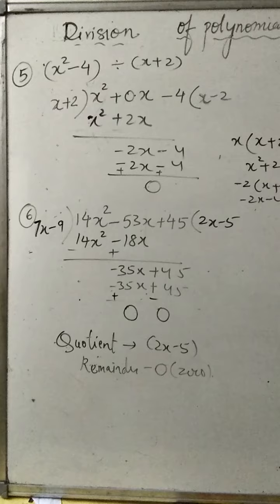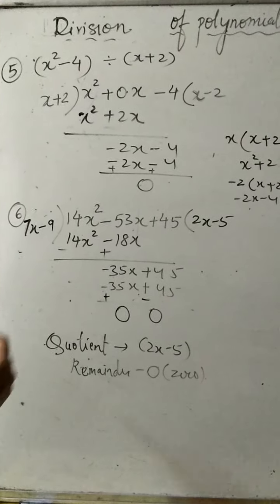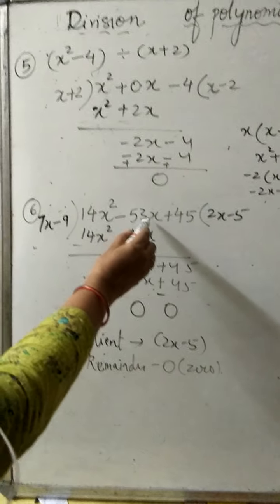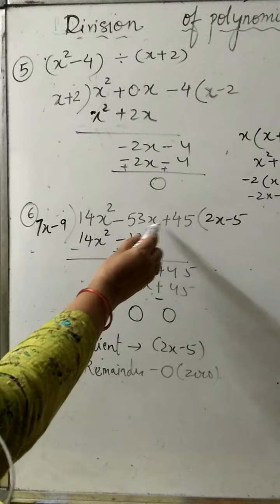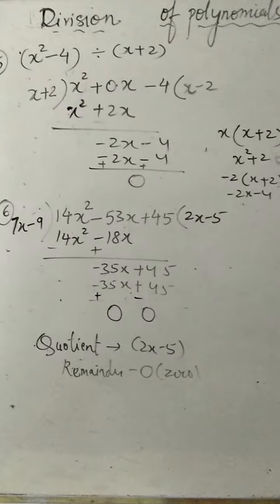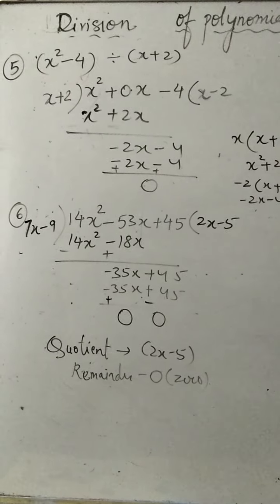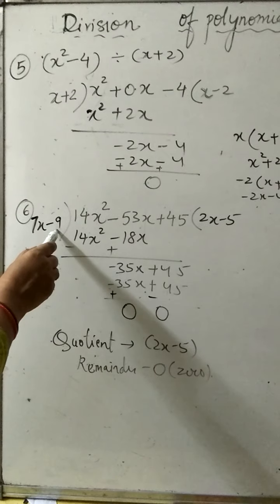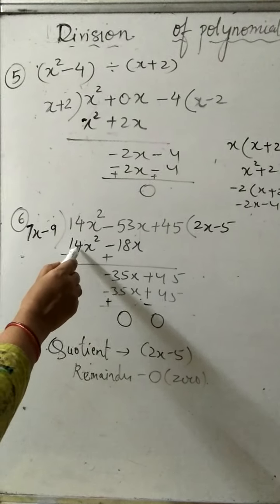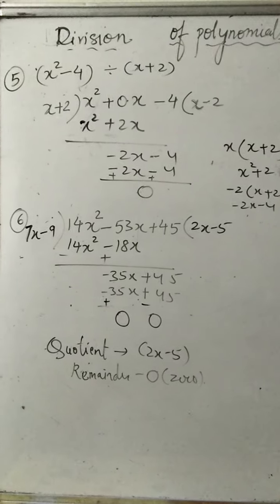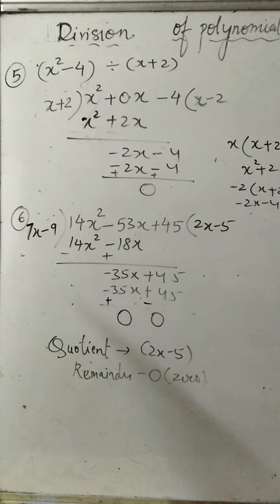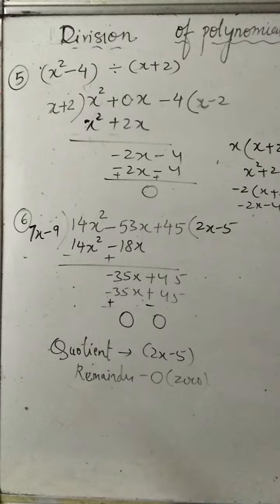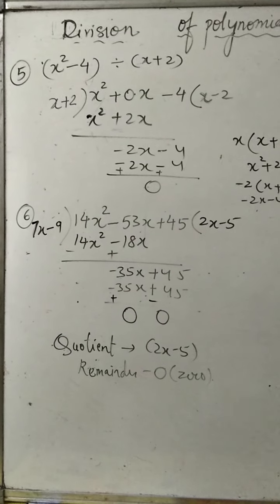One more question, it is from the exercise only. You can go through it: 14x square minus 53x plus 45 divided by 7x minus 9. So first you have to multiply 7x minus 9. What will you multiply so that you get here 14x square? So here is 7, and you know 7 2s are 14. And we want x square. So what will we multiply?